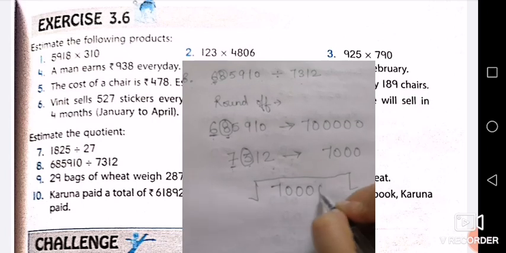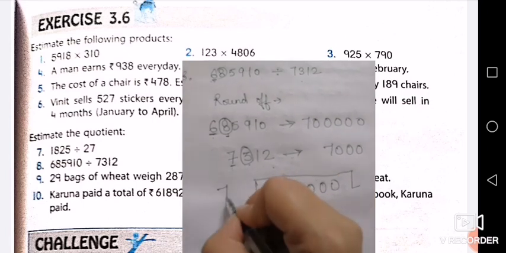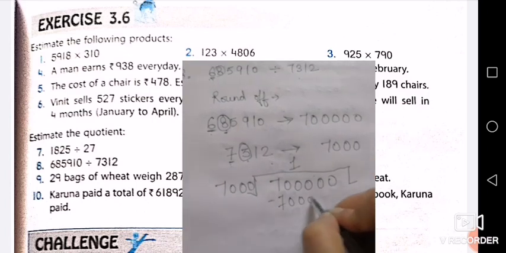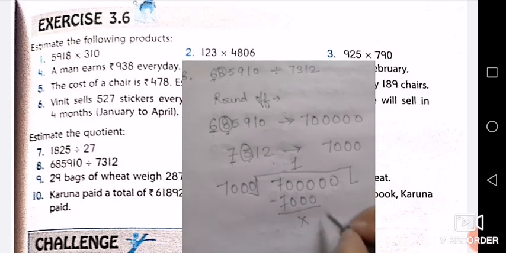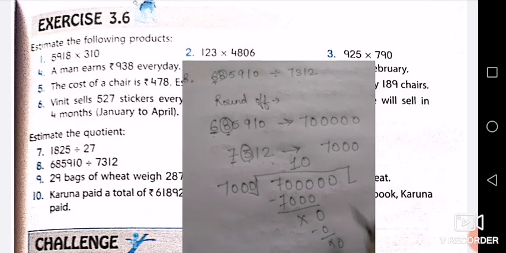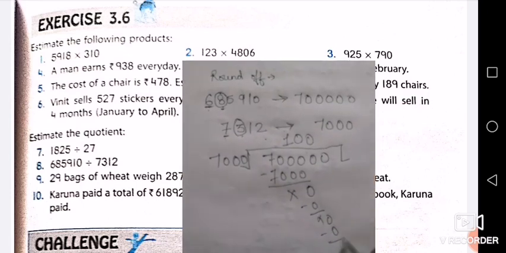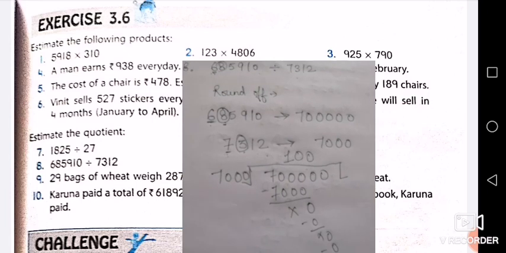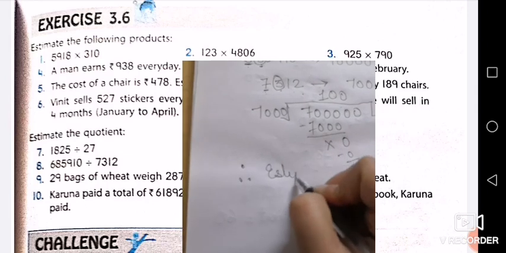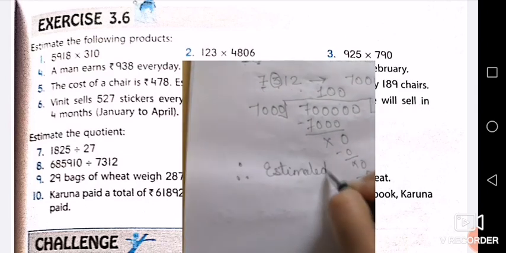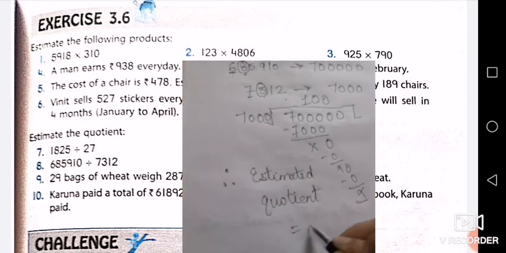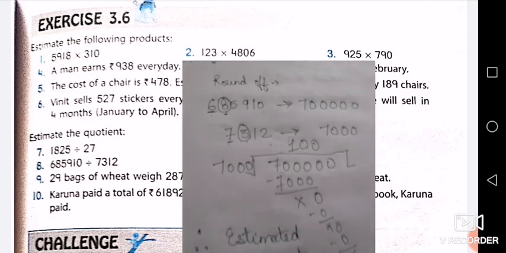So this 7 lakh will be divided by 7000, which is 1 times this 7000. Nothing will be left. Now 0 will get down, then another 0, that will again be 0. So what will be the estimated quotient? That we will write down at last. Therefore, the estimated quotient, what will be the estimated quotient? That is 100.